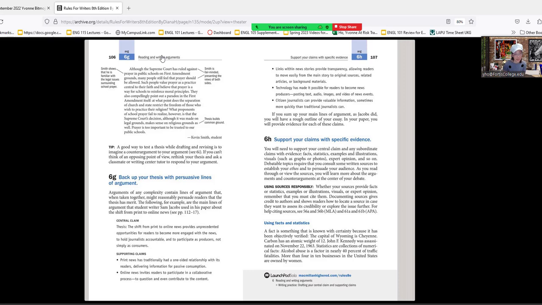So a good way to test a thesis while drafting and revising is to imagine a counter-argument to your argument. If you can't think of an opposing point of view, rethink your thesis and ask a classmate or a writing center tutor to respond to your argument. And so one way in which you can write your introduction is something that I call a turnabout introduction, where you write the opposite point of view as your 5 background sentences in your introduction, and then you write your thesis statement.